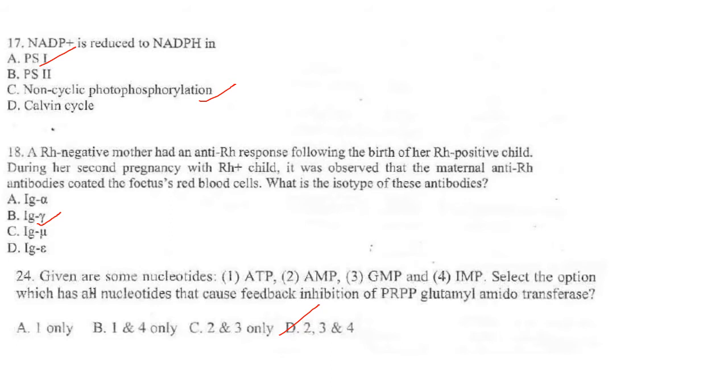Then, given are some nucleotides. Select the option which has the nucleotides that cause feedback inhibition of PRPP glutamyl aminotransferase. So it is 2, 3 and 4: AMP, GMP and IMP. So the answer is option D. This is a direct question.